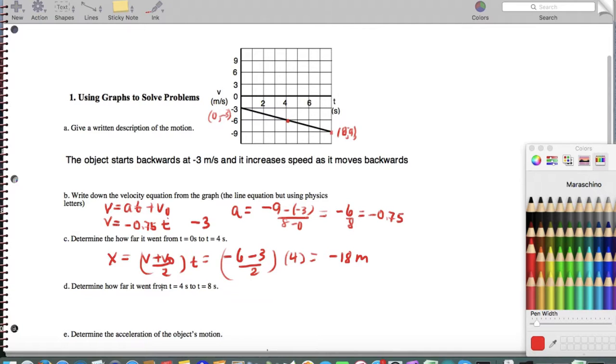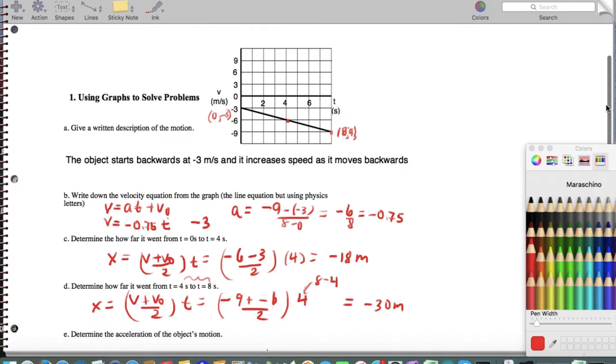Now, how far did it move from 4 to 8 seconds? Again, the same formula. X is v plus v naught over 2 times t, and that's going to be here. So we're going to have -9 plus -6 over 2. Now, I'm traveling from 4 to 8 seconds, so that's actually a 4-second period of time, because that's 8 minus 4. And so I'm going to end up getting 15 times 2, which is -30 meters. So I'm moving another 30 meters backwards.